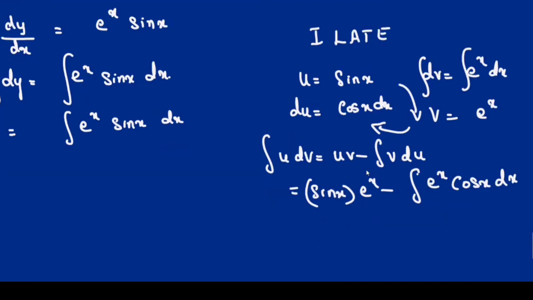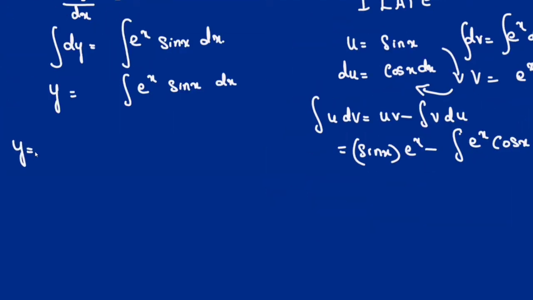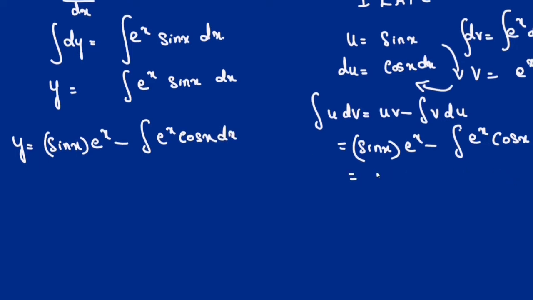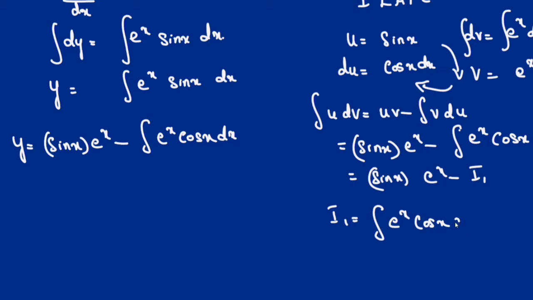Du is cos x dx. So y is equal to sin x into e power x minus integral of e power x into cos x dx. So again you have to integrate using integration by parts. So sin x e power x minus, let us take it as I1, where I1 is equal to the integral of e power x cos x dx.